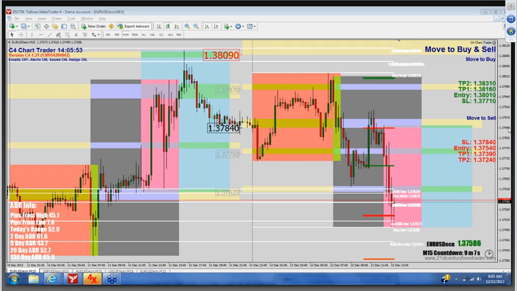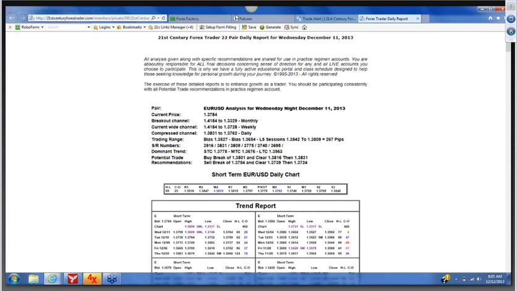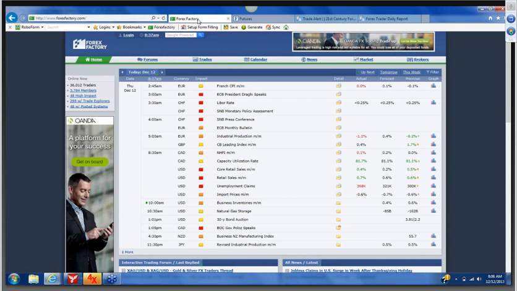Next question on our checklist is news. Is there any news coming up? We like to use Forex Factory for that. You can use any news source. You could use FX Street or Bloomberg, whichever one you choose. But it's just important to know what news is coming up.